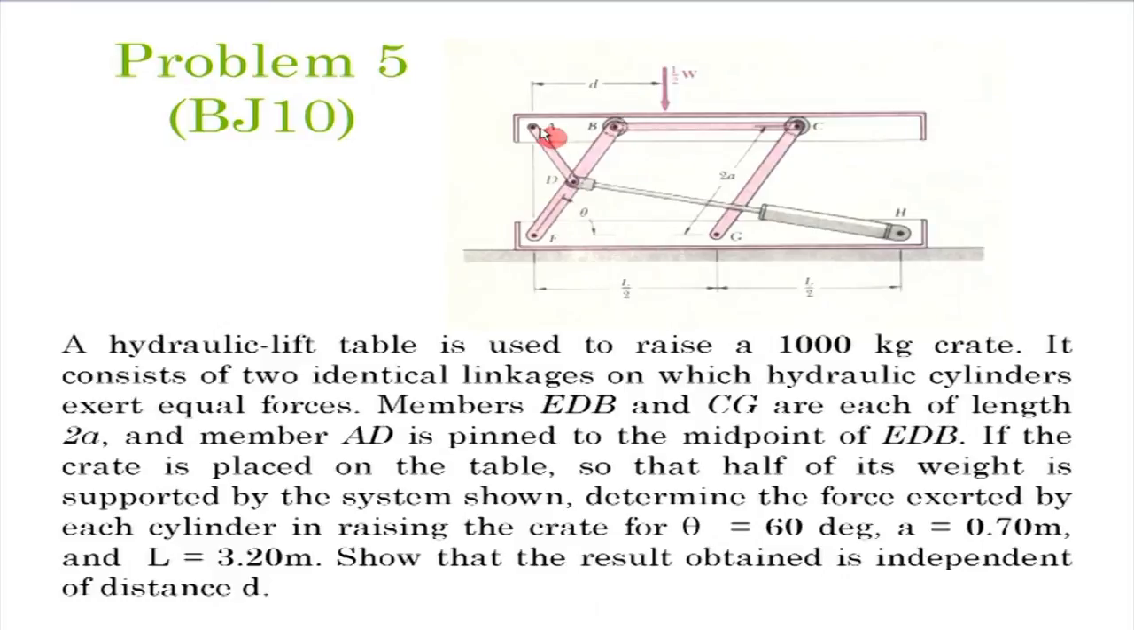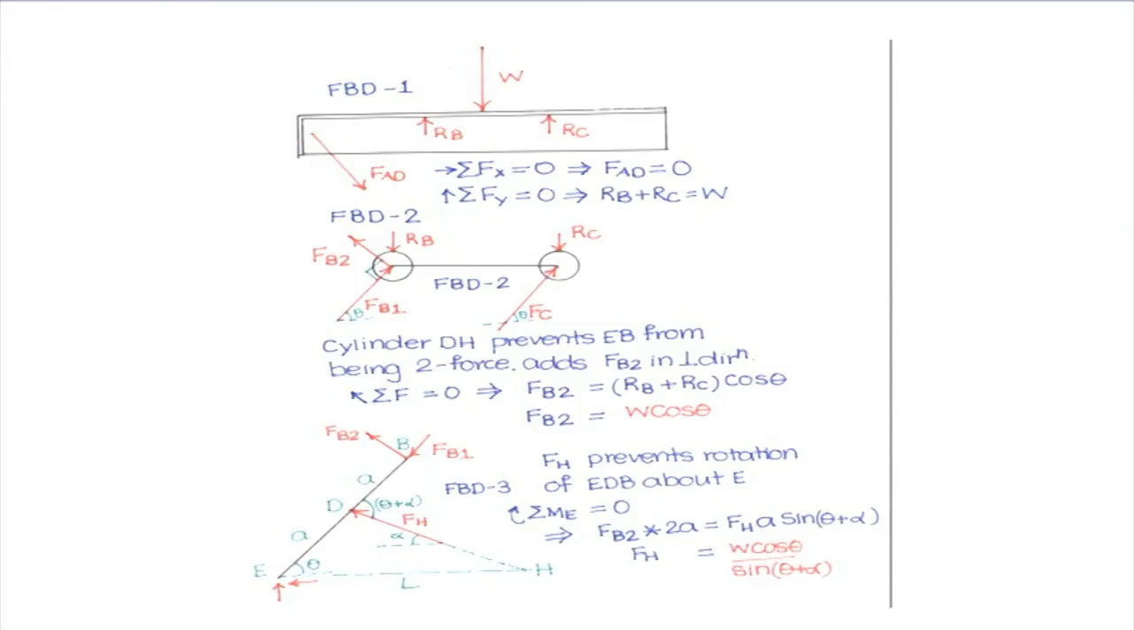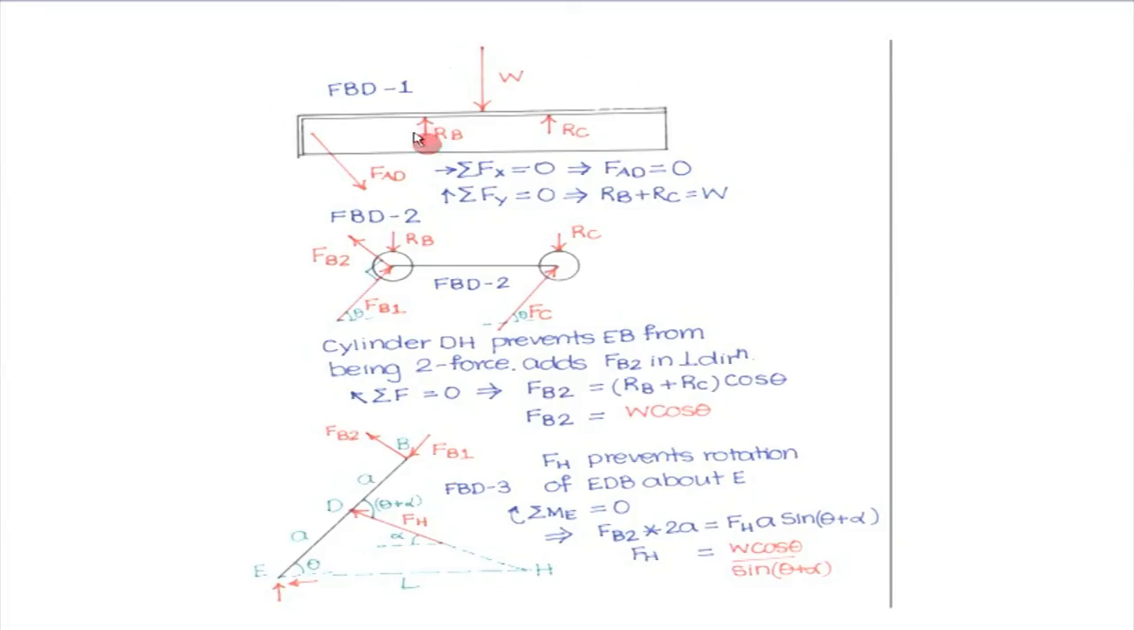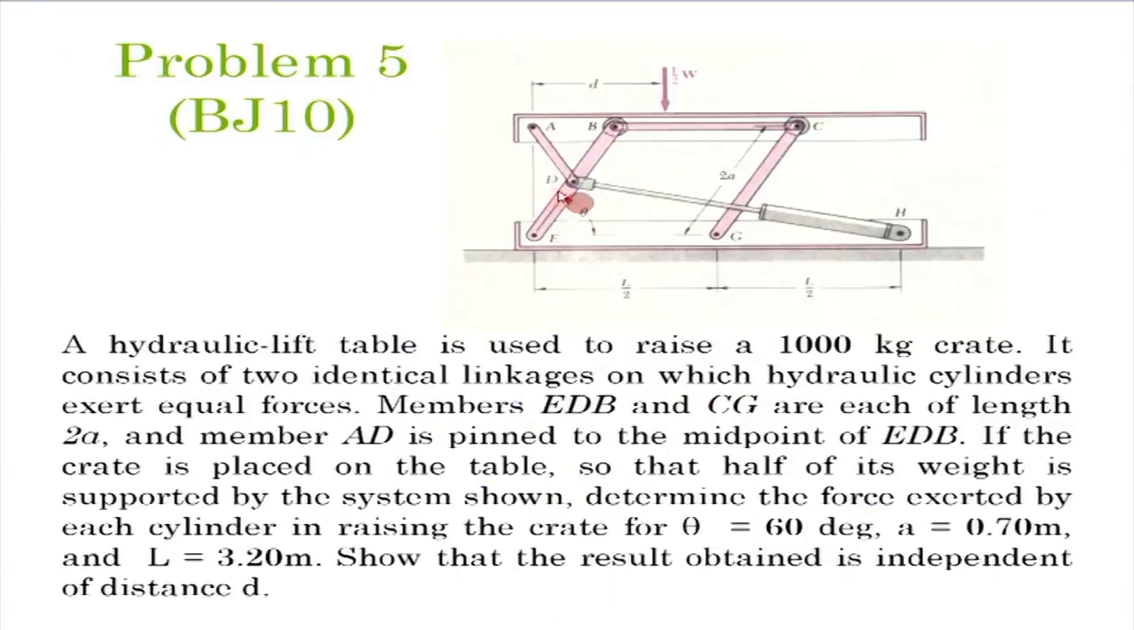Then the force acting in link AD. Some colleagues have asked, what is the force acting in link AD? Clearly from this free body diagram for the platform, if we take equilibrium in the horizontal direction, because these rollers are exerting forces only in the vertical direction, and for this problem there is no force acting on the platform in the horizontal direction, the horizontal component of FAD should be 0, which in turn implies that FAD should also be equal to 0.